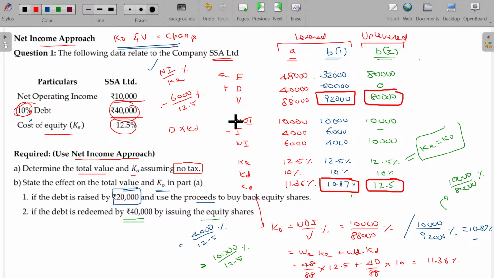In the NI approach, what is the constant value? Value as well as KO will be constant. KE is increasing; what you save is taken by the KE. So KE is changing, but KO as well as value remain unaffected. If KO were changing, the value would get affected, because value is calculated as NI divided by KO. If the denominator KO changes, then value will be affected. Clear?